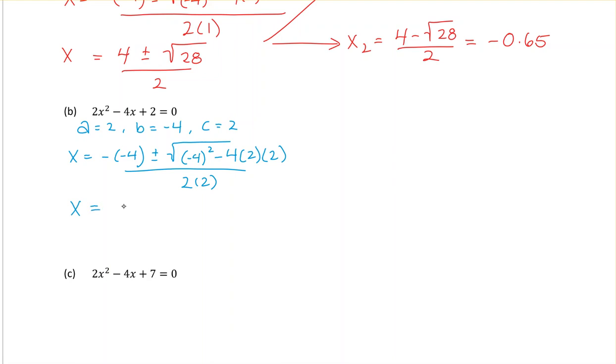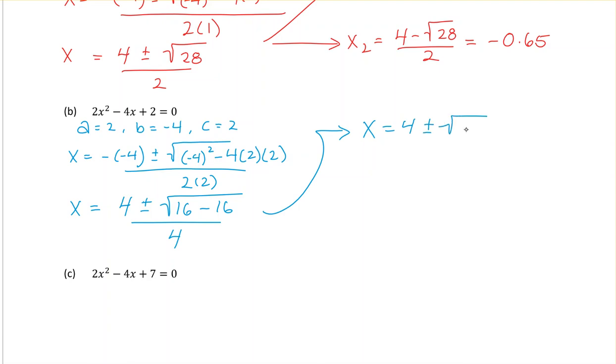If you simplify this, you're going to get 4, and I'm going to break this apart. Here, -4 squared is 16, okay? 4 times 2 times 2 is 16, so this becomes 16, subtract 16, and that's 0. What you're left with here is x equals 4 plus or minus the square root of 16 minus 16, which is 0, divided by 4.